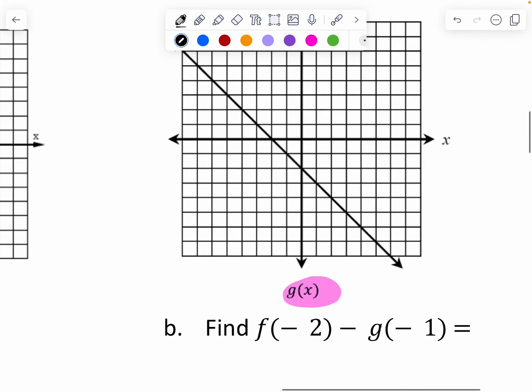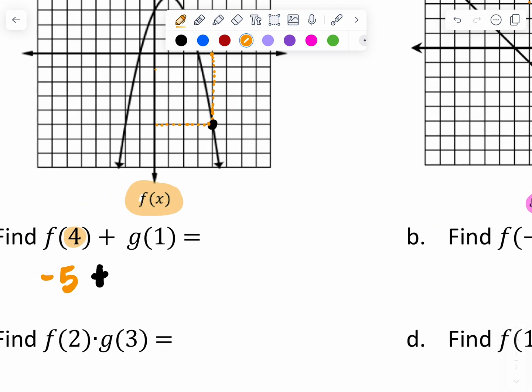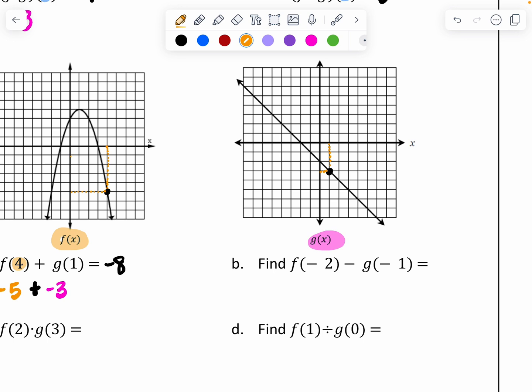G of 1. So 1 is here. The graph would be down here. And the y value would be negative 3. Negative 5 plus negative 3 is negative 8. F of negative 2. That would be here. And I'd have to come all the way down to this point, which would be at negative 5. And g of negative 1 is here, which is also negative 1 for the output. Negative 5 minus negative 1 is negative 4.